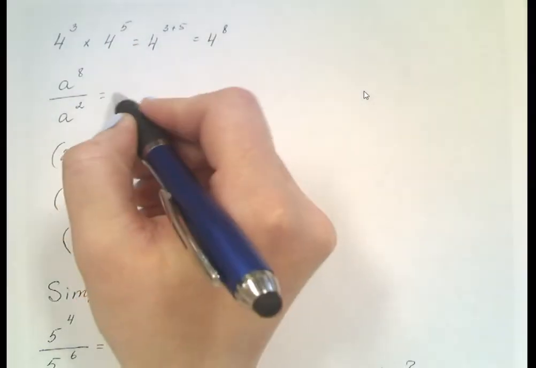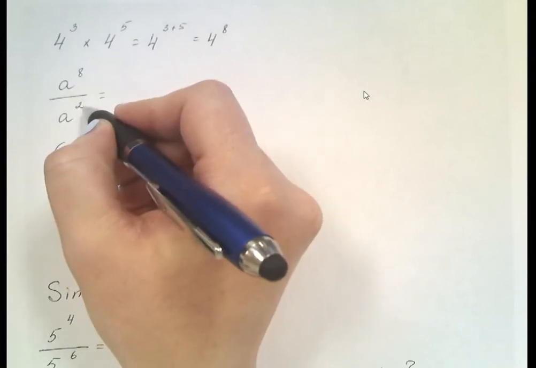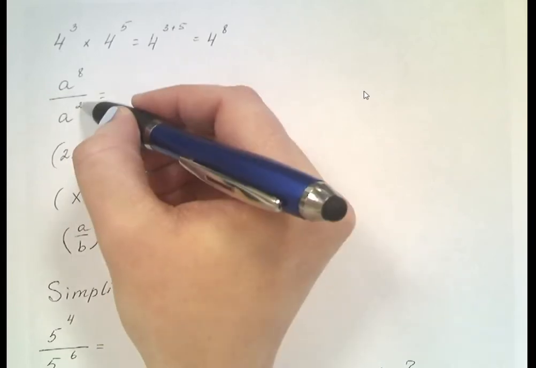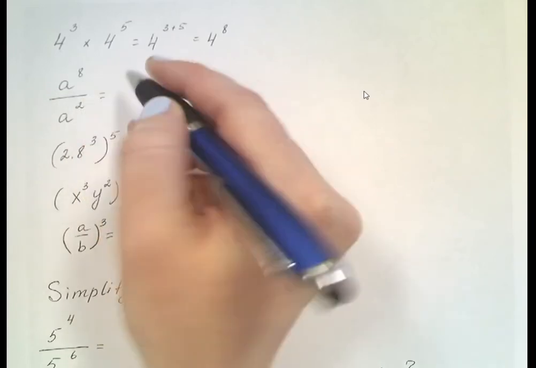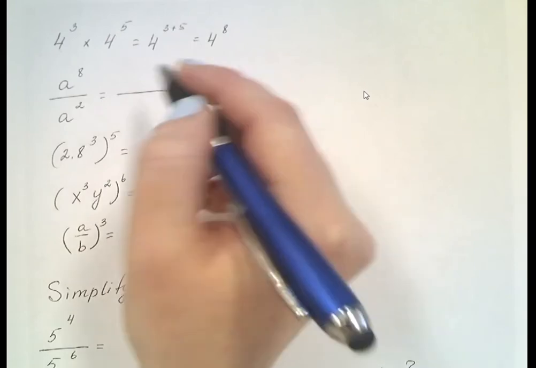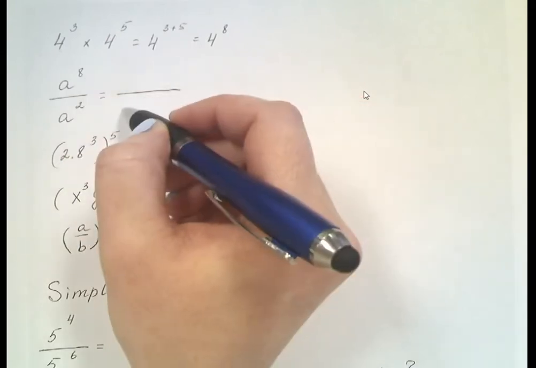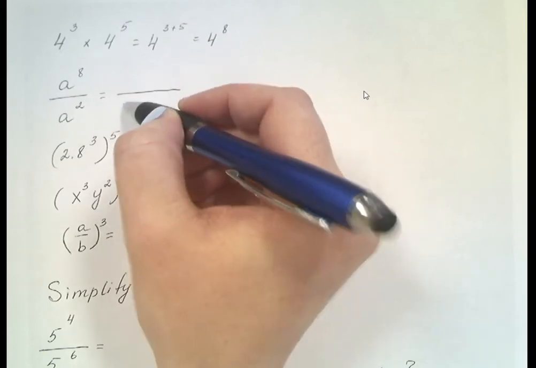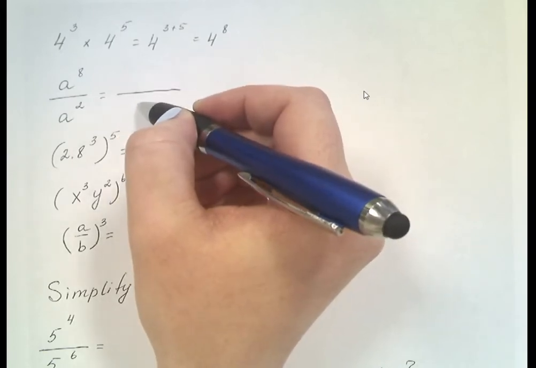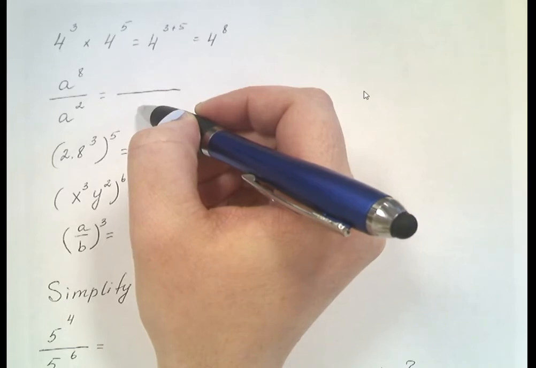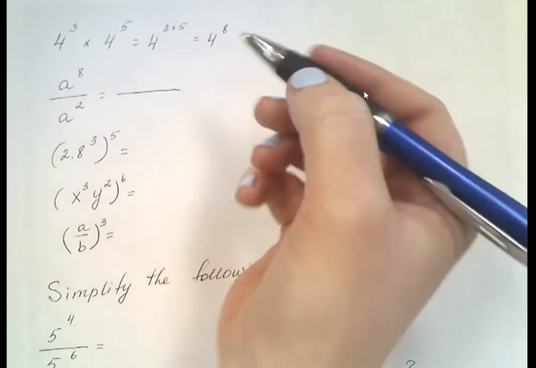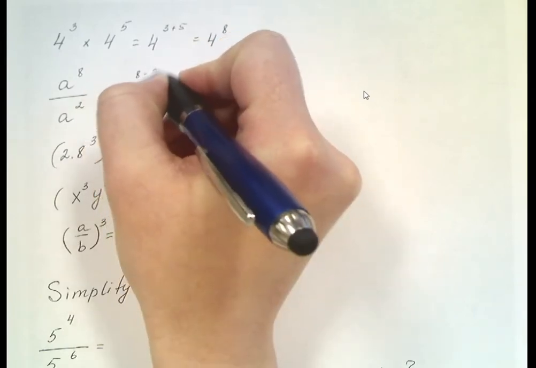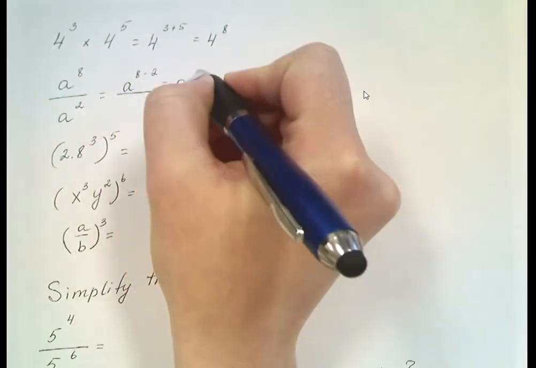Second rule, a to the 8th divided by a to the second. Both have the same base and different exponents, and they are divided by each other. That means that if I wrote 8 a's here and 2 a's in the denominator, I would simplify a over a, that makes one whole, and I will end up with a to the sixth power. So that is a to the power of 8 minus 2, and that is a to the sixth power.